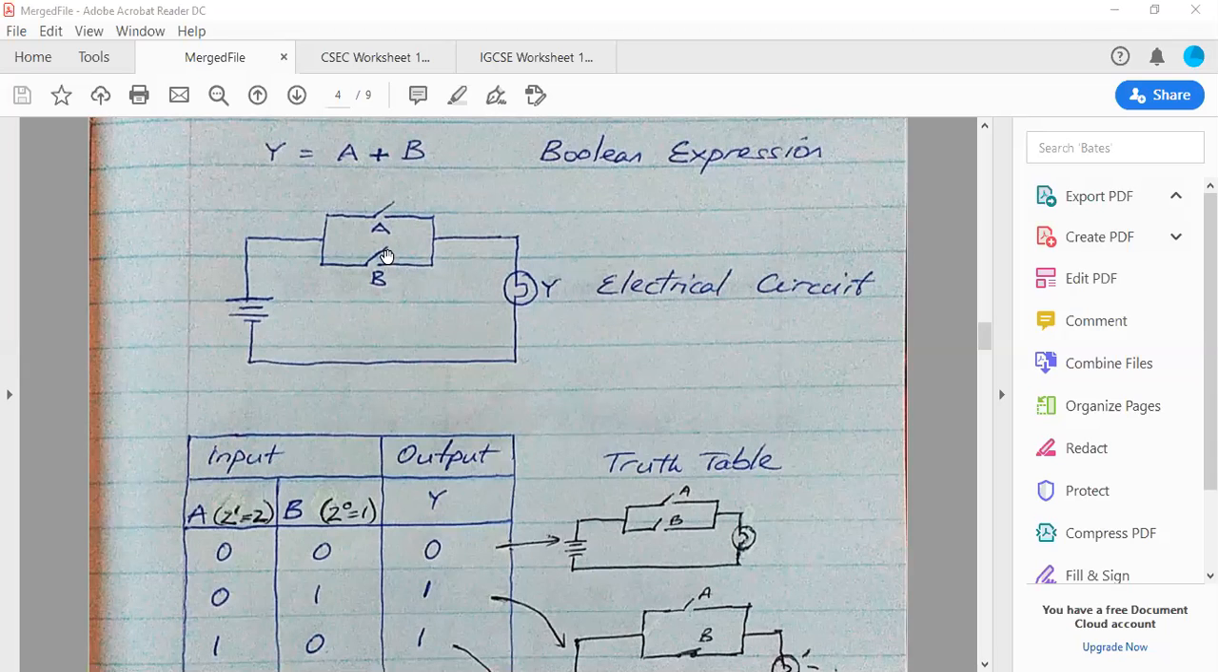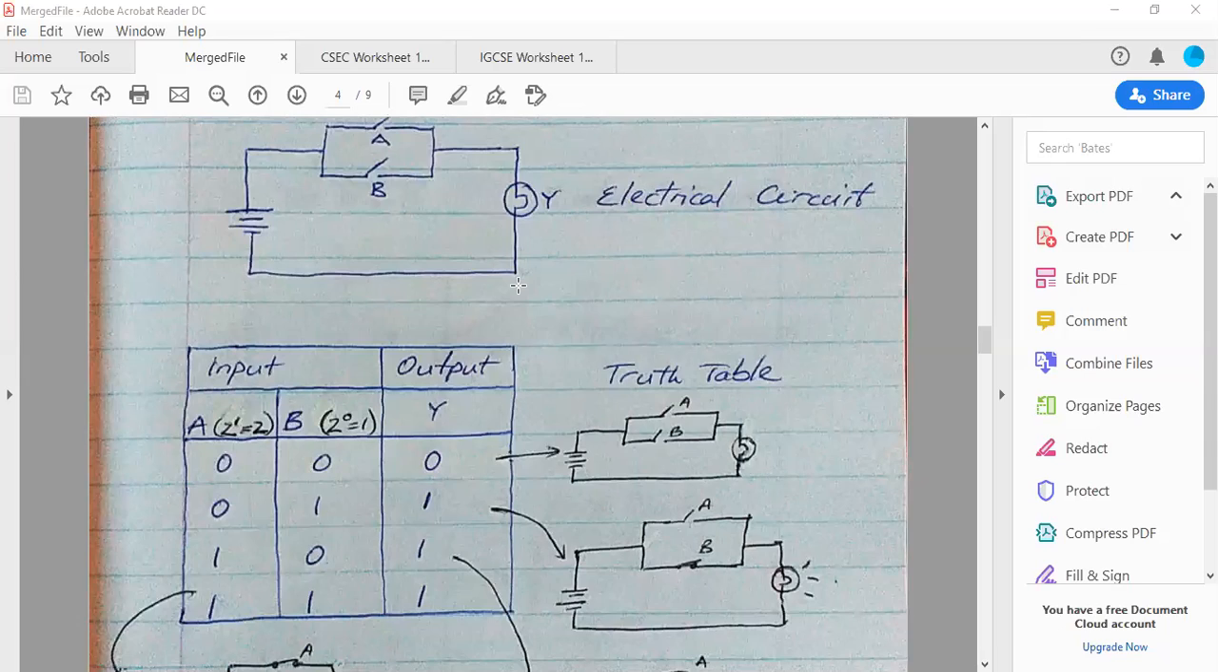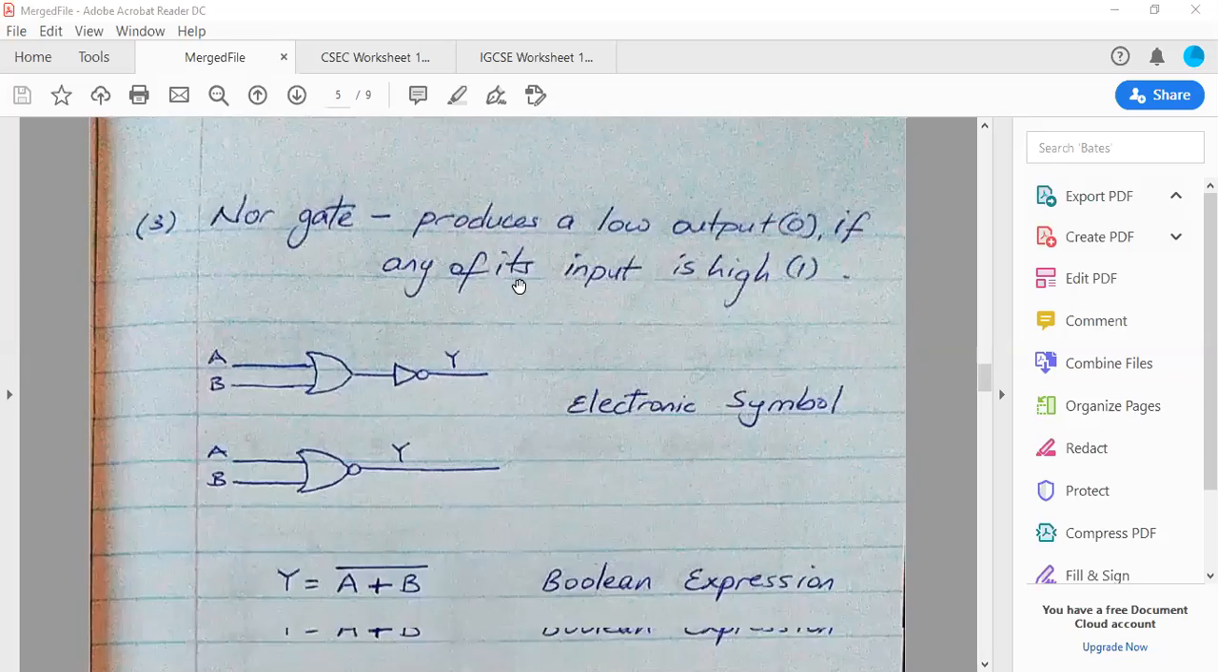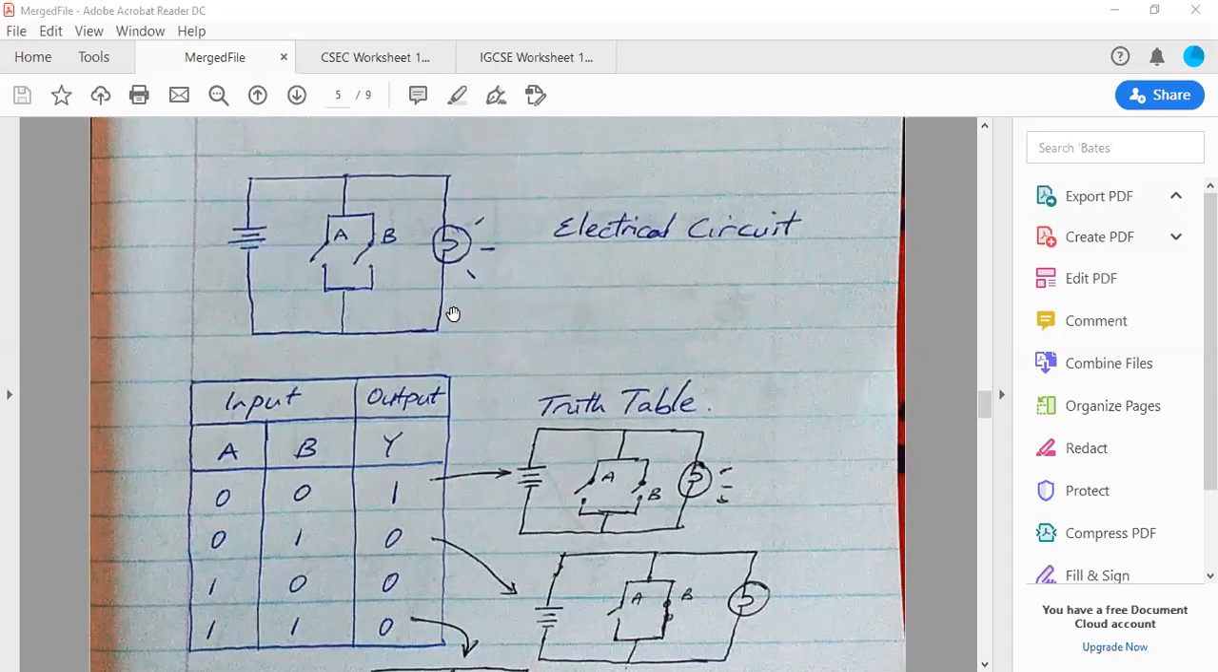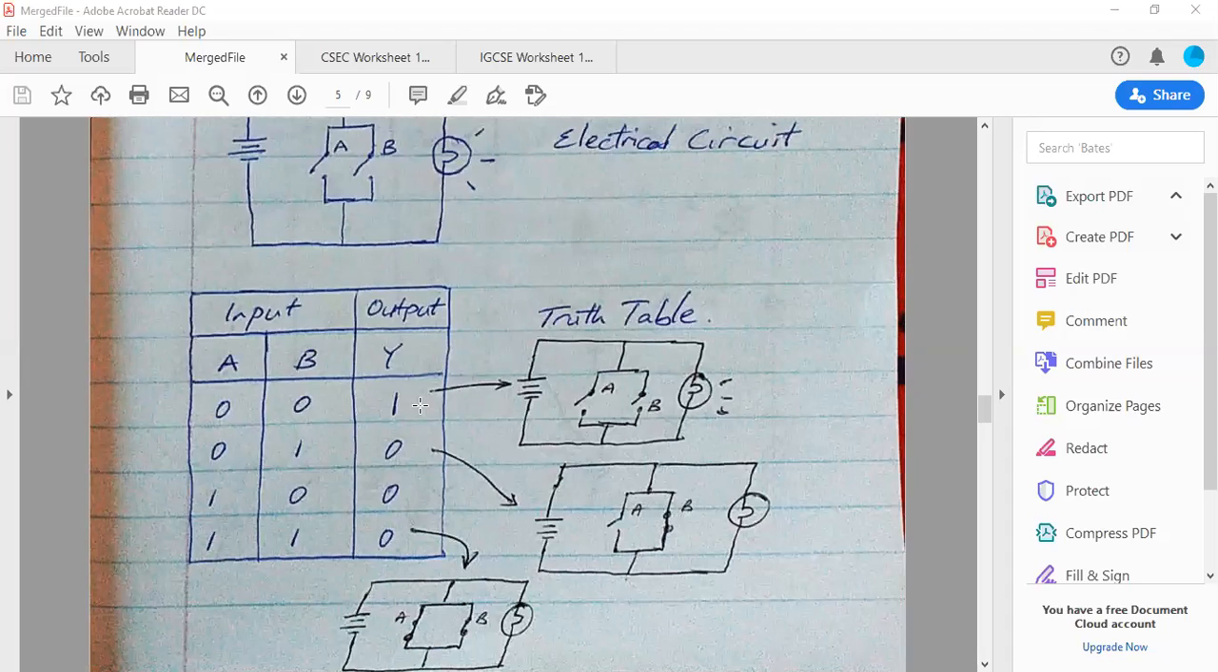Even though they are in parallel to each other, this arrangement is in series to the bulb. When you are using the NOR gate, or the NOT gate, sorry, as in this condition here, the same arrangement of the switches will now become in parallel to the light. All right.